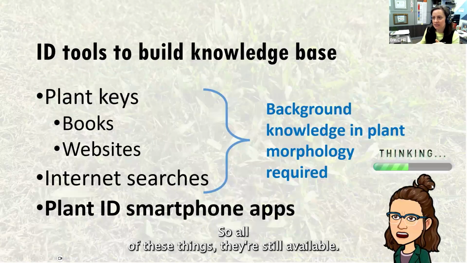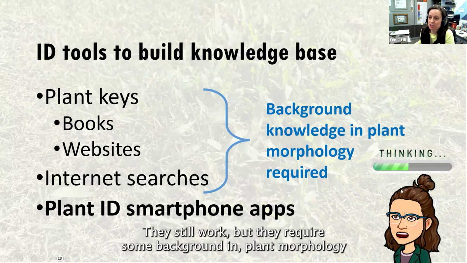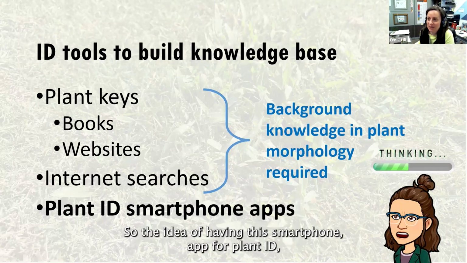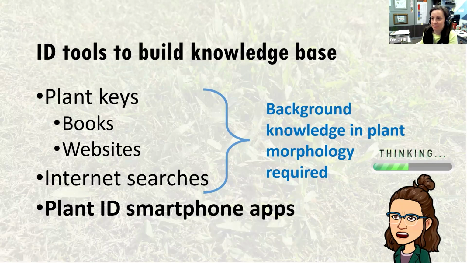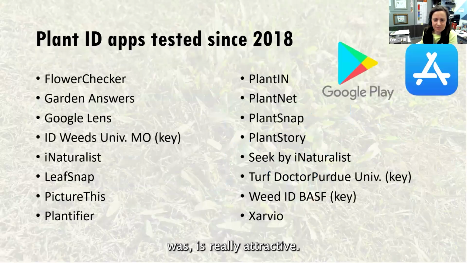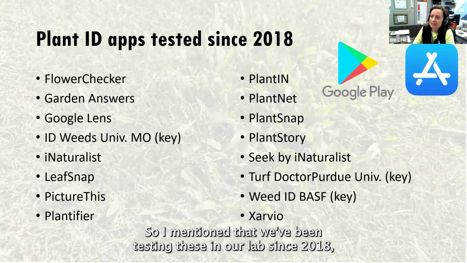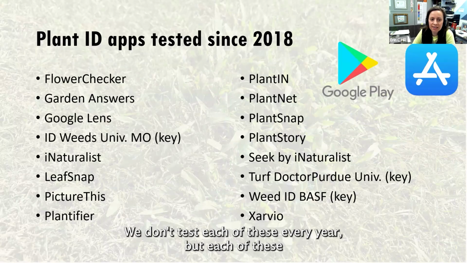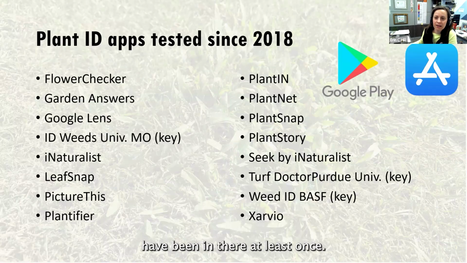All of these things are still available, they still work, but they require some background in plant morphology. And sometimes we don't have the time or bandwidth to deal with that. So the idea of having a smartphone app for plant ID is really attractive. I mentioned that we've been testing these in our lab since 2018, and these are some of the examples of the apps that we've tested over time. We don't test each of these every year, but each of these has been in there at least once.